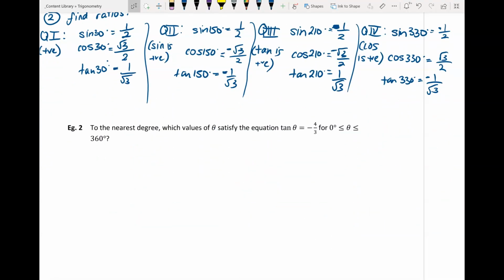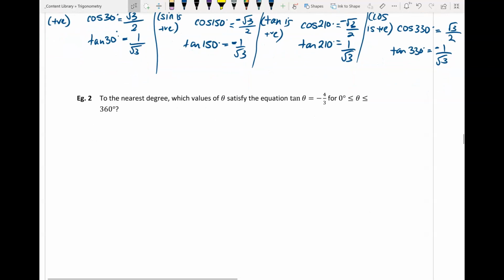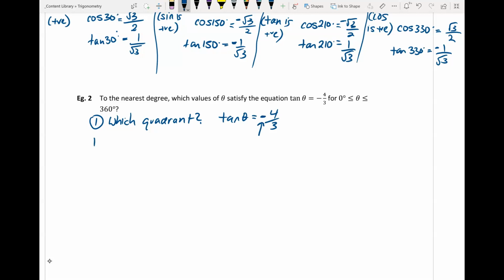For the next question: to the nearest degree, which values of theta satisfy the equation tan theta is equal to negative 4 over 3 for angles between 0 to 360 degrees. The first thing we're going to do is determine what quadrant we're actually in. And we can determine this because there is a negative in front of this 4 over 3, which means that tan theta is negative. Tan theta is negative in quadrants 4 and 2.